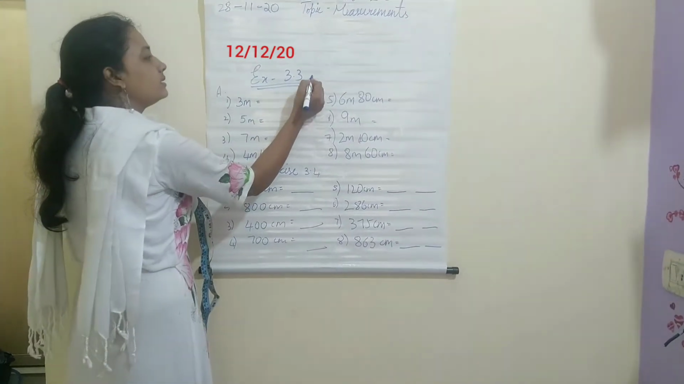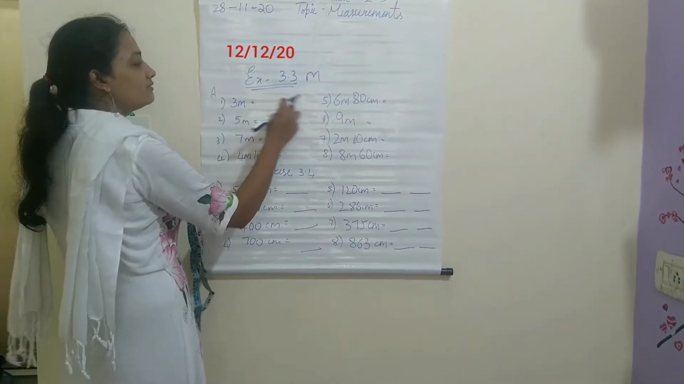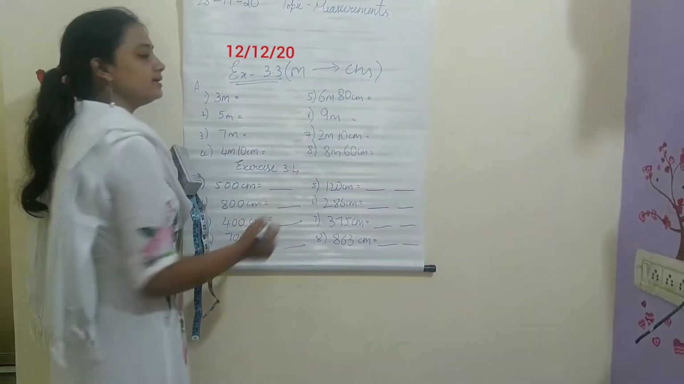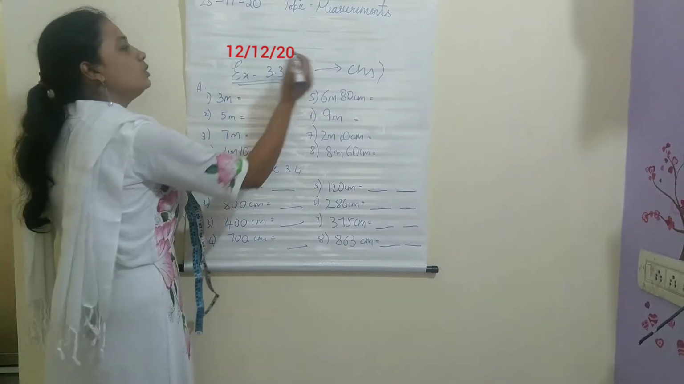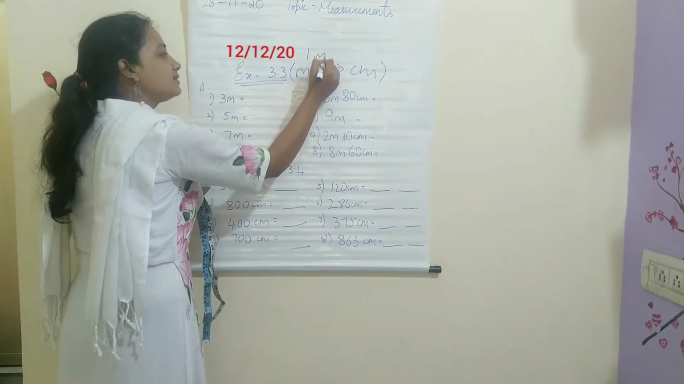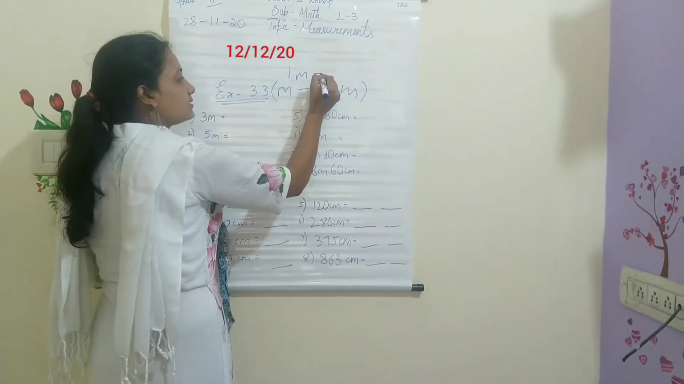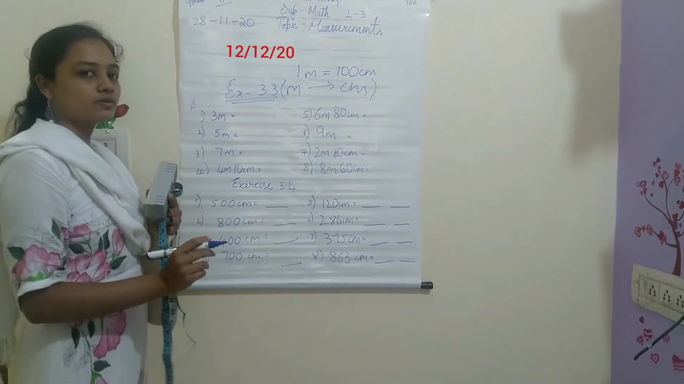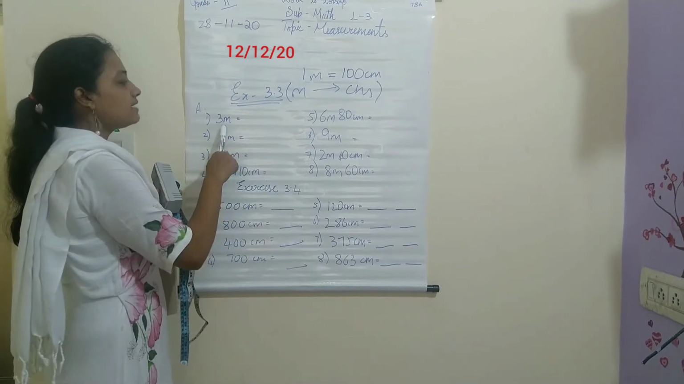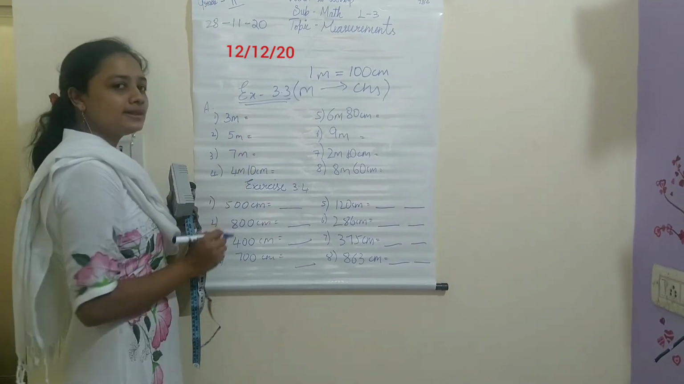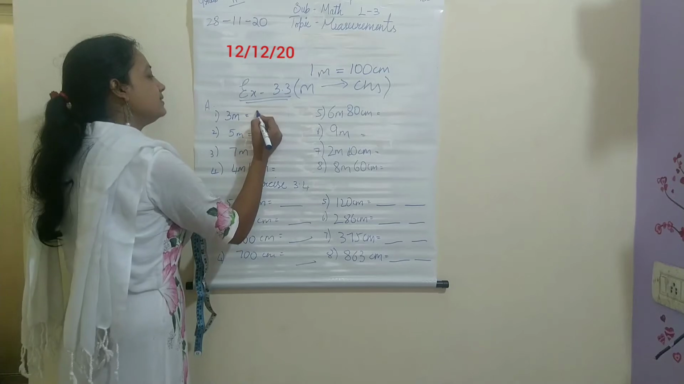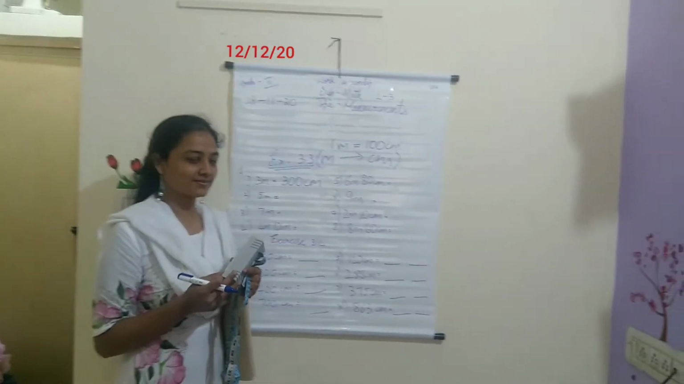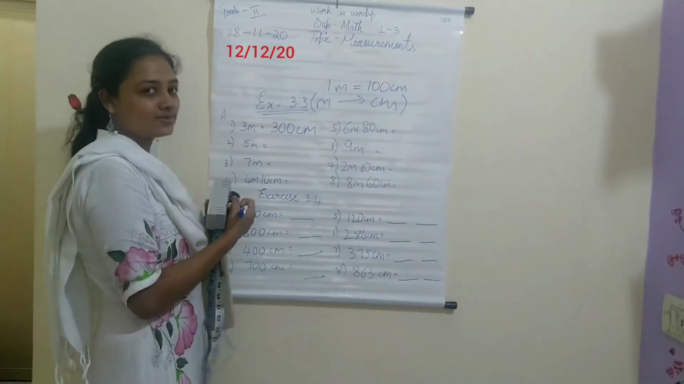I have meters. I should convert them to centimeters. This is my aim. And I know 1 meter is equal to how many centimeters? 100 centimeters. So let's start. I have 3 meters here. So how many centimeters? This is 300. So we finished the first one.